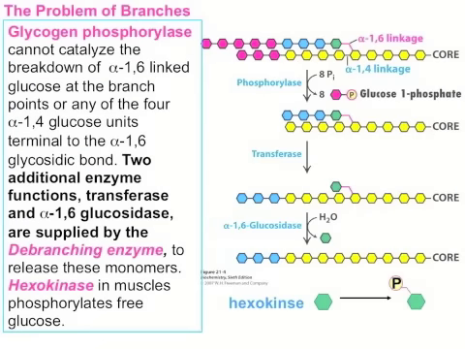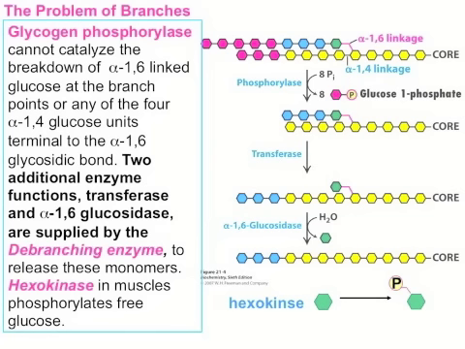Glycogen phosphorylase can't catalyze the breakdown of alpha-1,6 linked glucoses at the branch points. It also cannot get any closer than 4 residues away from this branch point. And so, 2 additional enzyme functions, a transferase and an alpha-1,6 glucosidase, are supplied by the debranching enzyme. Hexokinase in muscles will phosphorylate this glucose to prevent its exit from the cell. So let's take a closer look at this. In the figure on the right, we see a glycogen molecule.